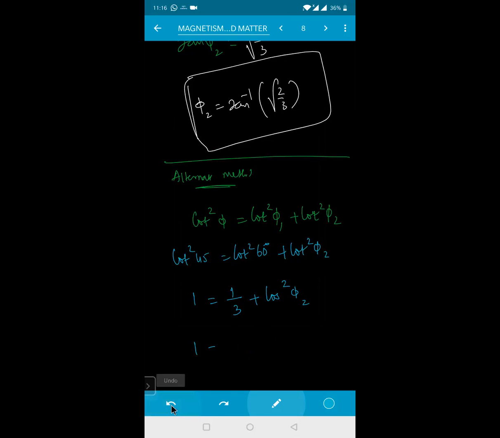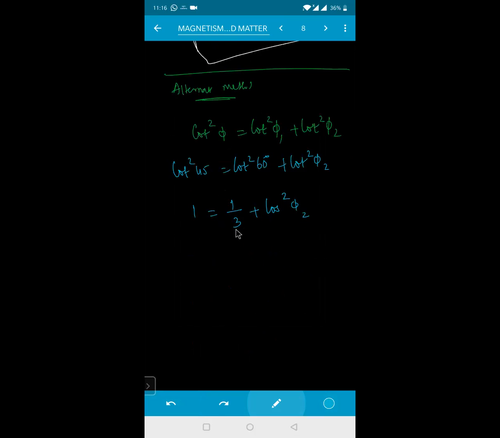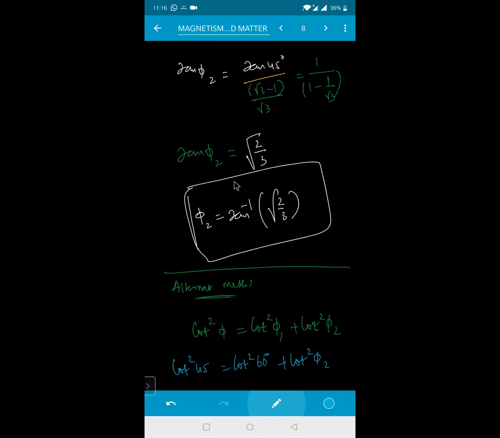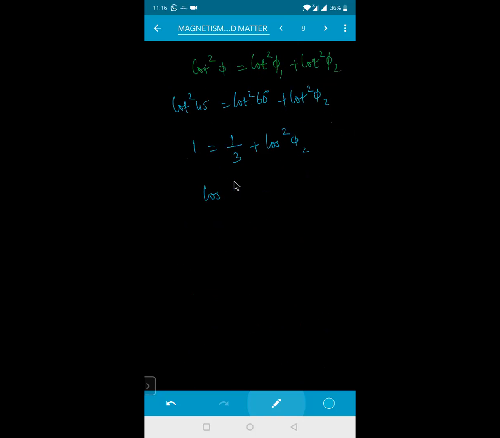So what will be the answer for this one? Cot square phi 2 will become how much? 1 minus 1 by 3 will become 2 by 3. Yes sir, 2 by 3. Under root will come on this. It comes directly, sir. You can calculate the value from this one. Okay? Yes. Tan square phi 2 value is equal to 1 by 6. You can simplify that one.